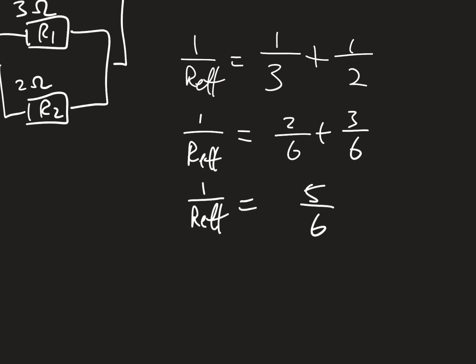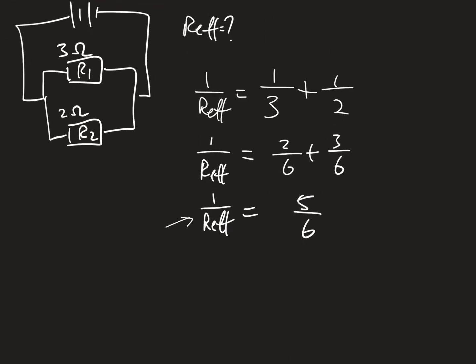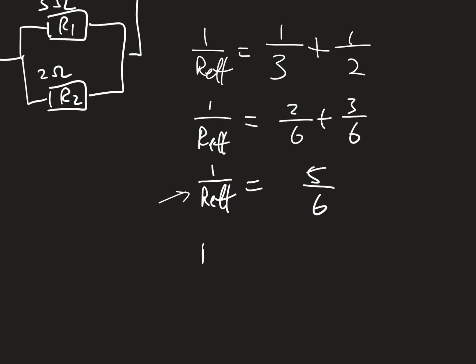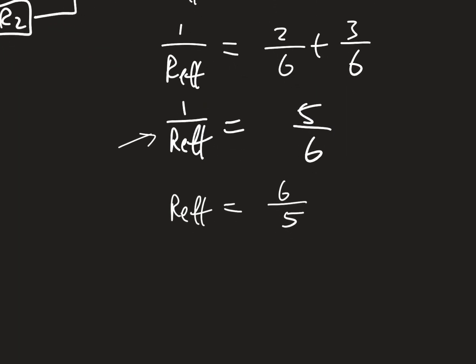And remember, this is 1 over R effective. That's not what you want. You're looking for R effective itself. So you have to flip the fraction on both sides. R effective over 1 is simply R effective, and there you go, 6 over 5. Of course, in physics, often we do not use fractions, so convert it to decimal, and that gives you 1.2 ohms. There you go.